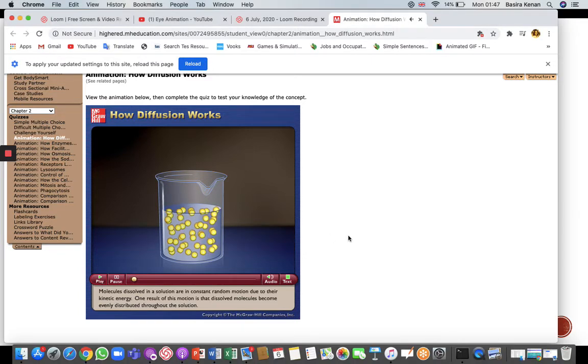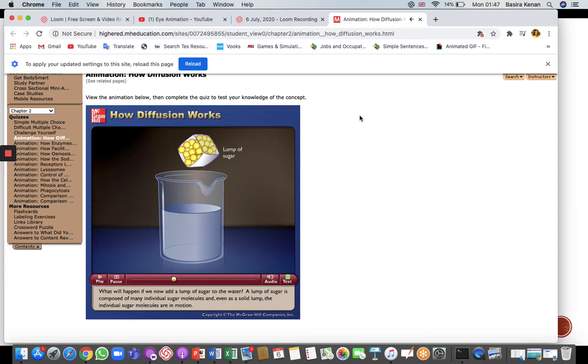Molecules dissolved in a solution are in constant random motion due to their kinetic energy. One result of this motion is that dissolved molecules become evenly distributed throughout the solution. This tendency of molecules to spread out is an example of diffusion. But how do these molecules come to be evenly distributed? Let's start with a beaker of plain water. What will happen if we now add a lump of sugar to the water?